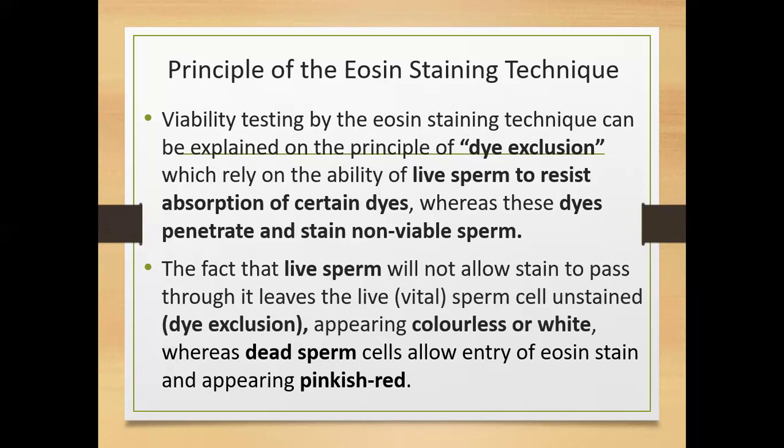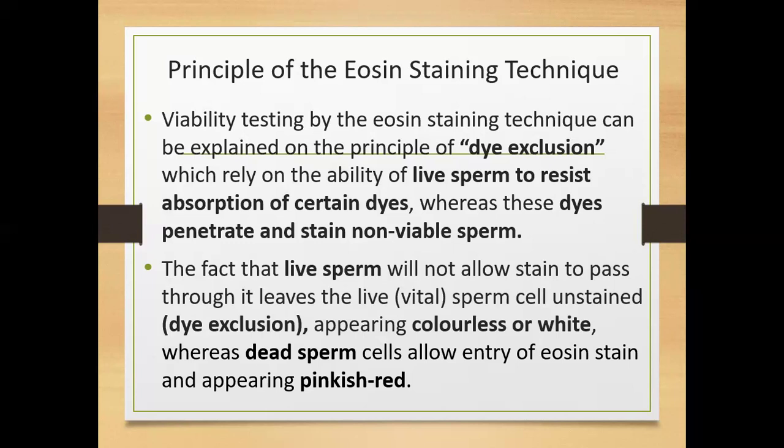So when you hear about the principle of dye exclusion, it means that the cell has the capacity to exclude the dye, to not allow it to stain you. Therefore the sperm cell will be colorless. However, those that are dead have no preventive mechanism, so the stain will just enter. And once you see the sperm staining pinkish, it means that originally it had already died.